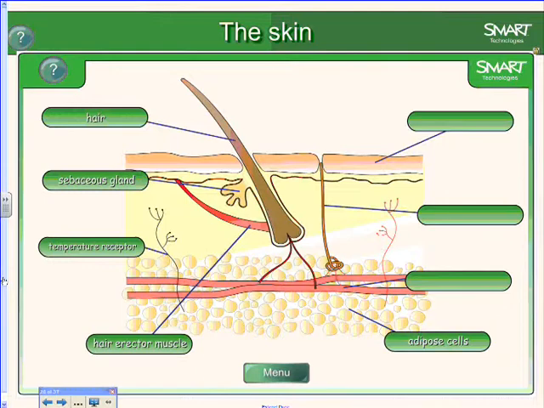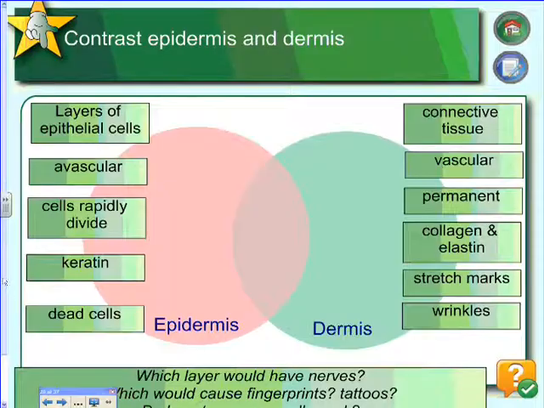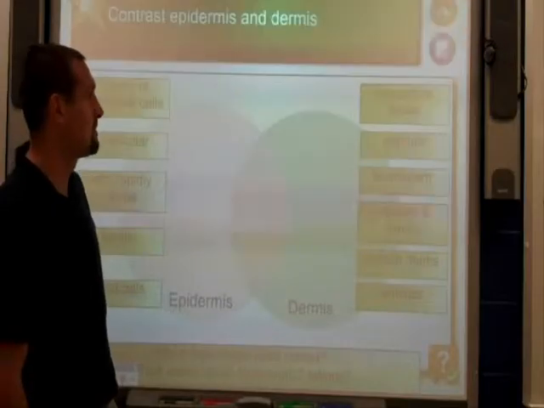Deep below the skin we have adipose tissue, fat cells that help insulate the skin, help provide cushion and support as well as some energy. We have blood vessels that are deep below that surface so that they're protected. We have a sweat gland which can help, again, cool us off in this upper epidermis layer.